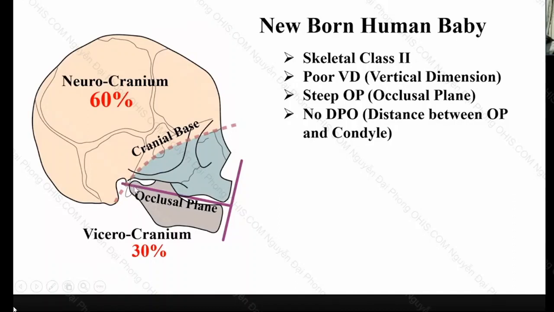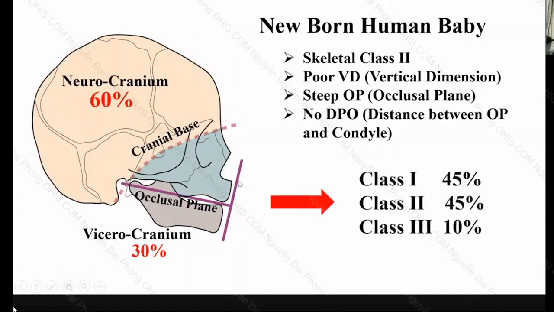So anyway, the facial growth starts like this. Then finally, maybe at age 13, 14 years old, the permanent dentition will be completed. Then the variation is something like this: class 1, 45%, class 2, another 45%, then class 3, 10%. This kind of variation.